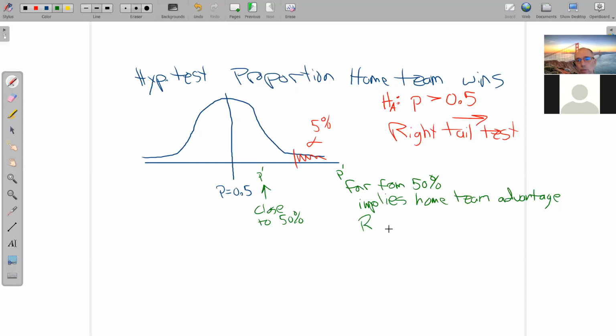So that would imply a rejection of the null hypothesis and then an acceptance of the alternative hypothesis. And that doesn't mean that we know exactly what the home team advantage is in terms of a percentage. It just means that we believe it's bigger than 50%, right? So that acceptance really means we have evidence.